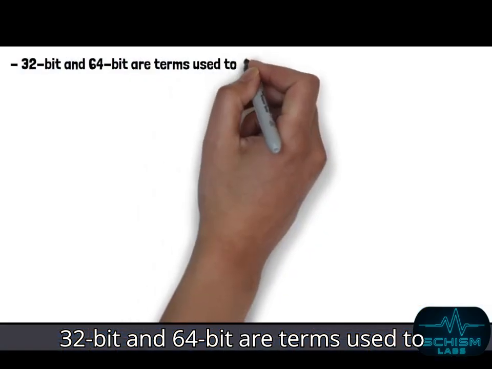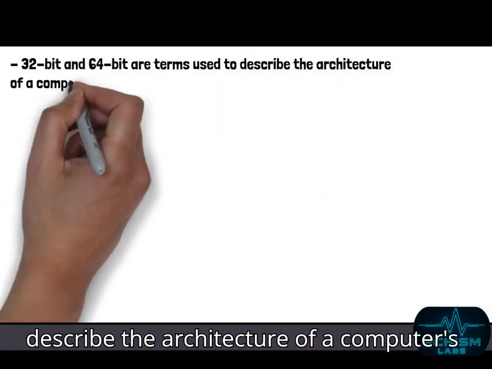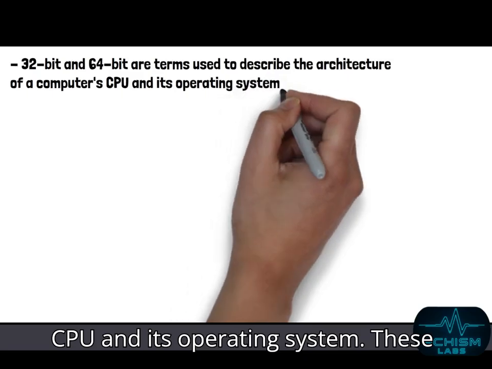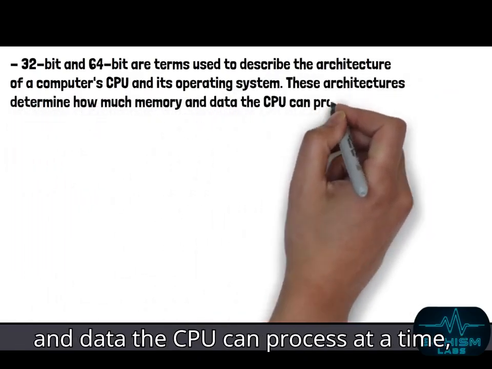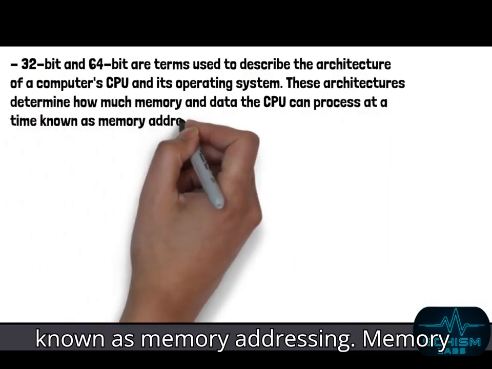32-bit and 64-bit are terms used to describe the architecture of a computer's CPU and its operating system. These architectures determine how much memory and data the CPU can process at a time, known as memory addressing.